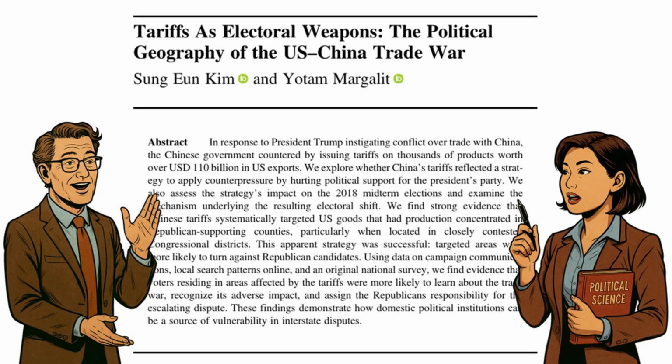The article asks whether China deliberately used tariffs during the US-China trade war to hurt Republican electoral prospects in the 2018 midterms, and if so, whether that strategy actually changed voting outcomes. It also examines why voters in the targeted areas responded the way they did. So how does this fit into the broader literature on trade and sanctions?